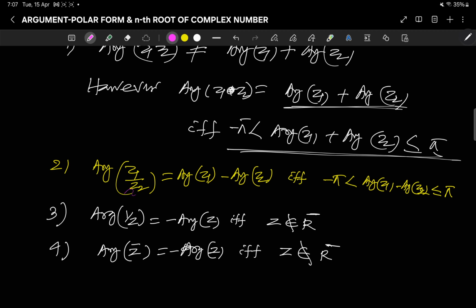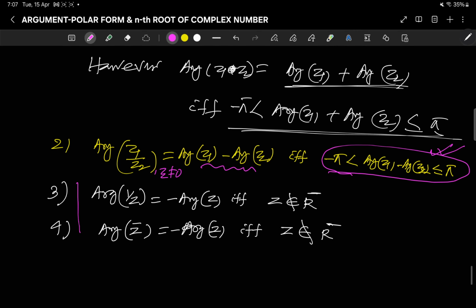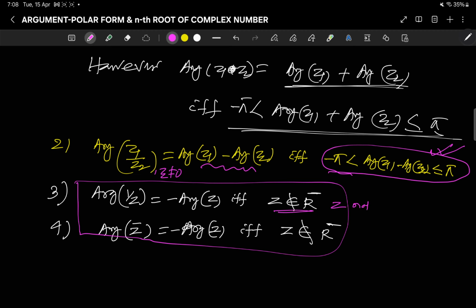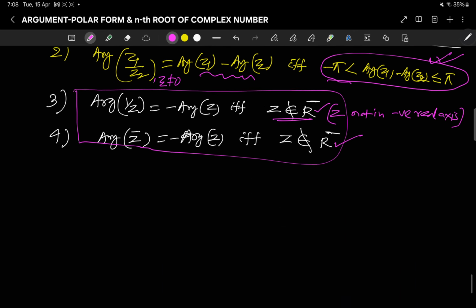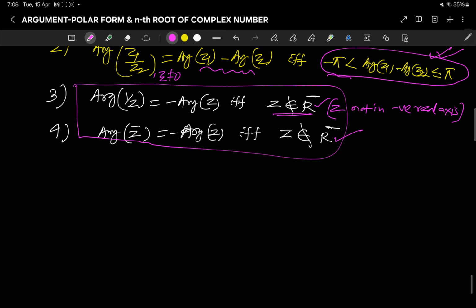So likewise, the argument of Z1 by Z2 is not equal to 0; it is the difference of the arguments, provided this lies in the given range. This is the restriction for the principal argument. Similarly, the argument of 1 by Z is minus the argument of Z if and only if Z is not on the negative real axis. Then only this will hold, but this restriction is not there for the general argument. Now let us solve an example.